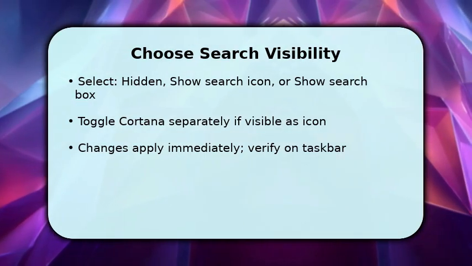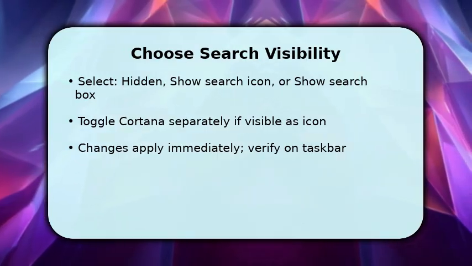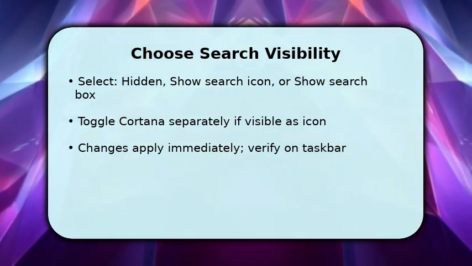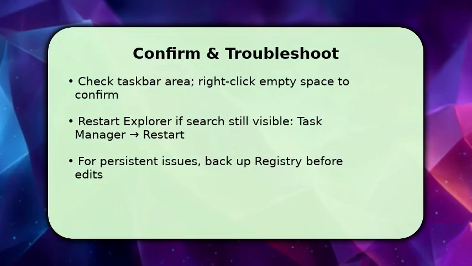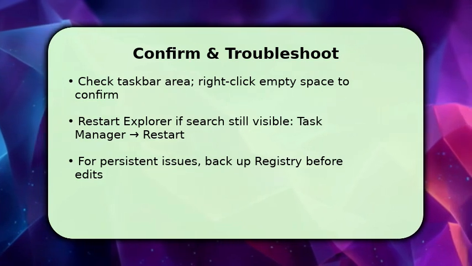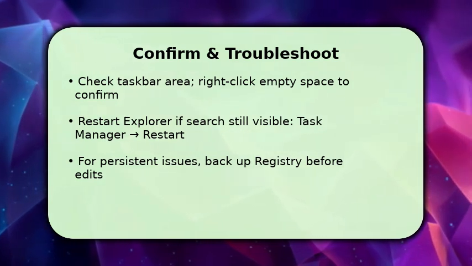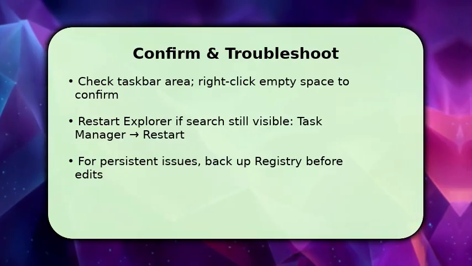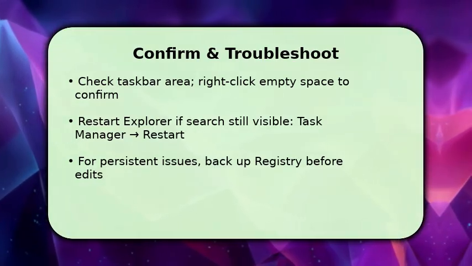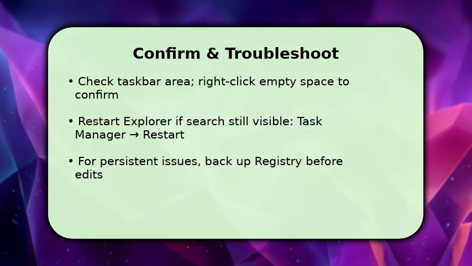Finish by confirming the search element is gone from the taskbar. Right-click an empty spot to ensure no residual items. If the search box or icon persists, open Task Manager, select Windows Explorer and click Restart. That refreshes the UI and usually fixes display glitches.